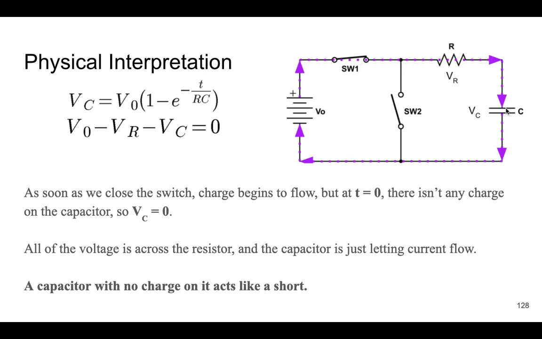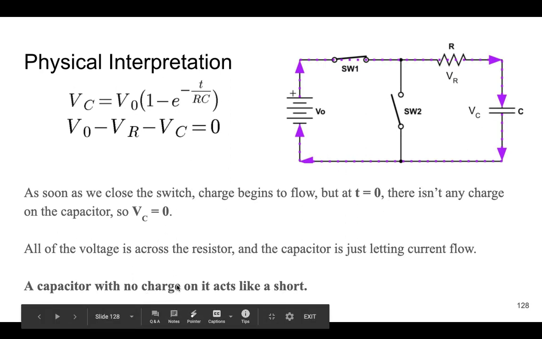But interestingly, the instant you close the switch, when there is no charge on the capacitor, there's no voltage across the capacitor. So the capacitor just lets the voltage go all the way through. Basically, all the voltage that's being held by this battery is going across the resistor, and there's no voltage across the capacitor at time t equals 0. Then as soon as charge starts to move, that changes. But at that one instant, your capacitor with no charge in it is just a short. It's just letting the current go right through as if it were only a wire.